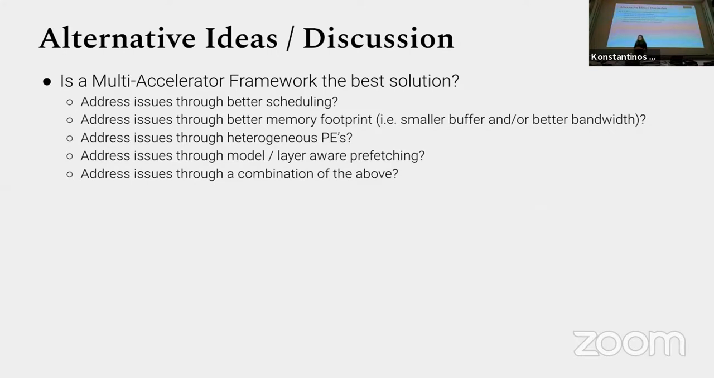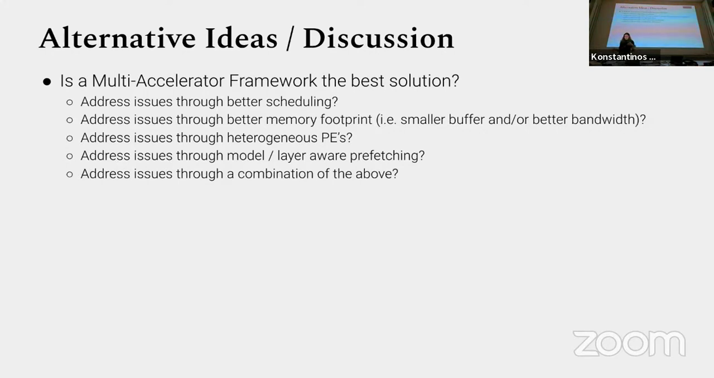Now, with regards to alternative ideas and discussion points, first of all, I thought it would be interesting to ask if this multi-accelerator framework is actually the best solution to solve this problem, because we've identified that a monolithic design is maybe not the best choice because it is very adjusted to certain things. And then the paper also says that there is a different kind of accelerator, which I didn't have time to tell you about, but they say there are also reconfigurable accelerators, which do allow for some kind of reconfiguration, but not the entire co-design of the entire stack with regards to one model or the other.